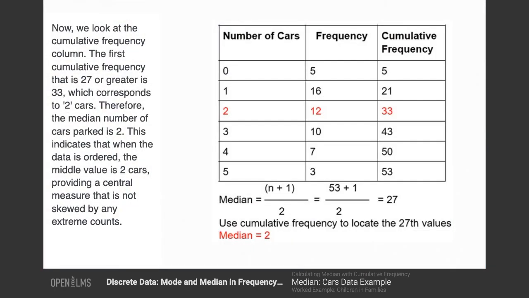Now, we look at the cumulative frequency column. The first cumulative frequency that is 27 or greater is 33, which corresponds to 2 cars. Therefore, the median number of cars parked is 2. This indicates that when the data is ordered, the middle value is 2 cars, providing a central measure that is not skewed by any extreme counts.